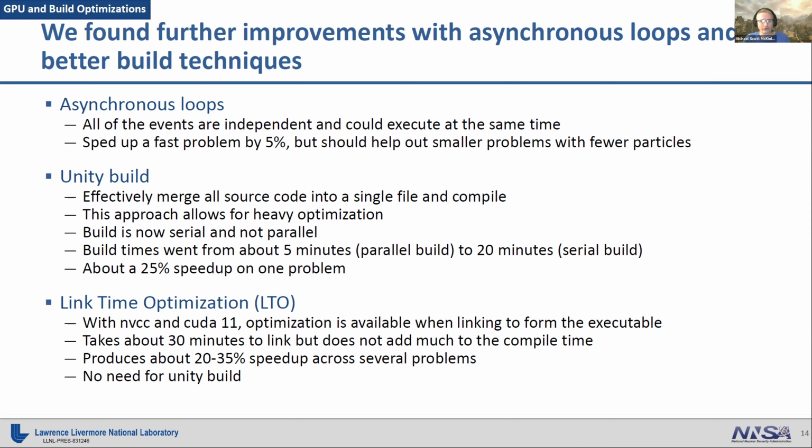And we did get a 25% speed up, just looking at one problem on that. At the same time, we had someone else looking at link time optimization, and that came out with CUDA 11. The idea is while you're linking all your compiled source files together, it can see the whole source, the whole code at that point, and the linker can try to do the optimizations then.